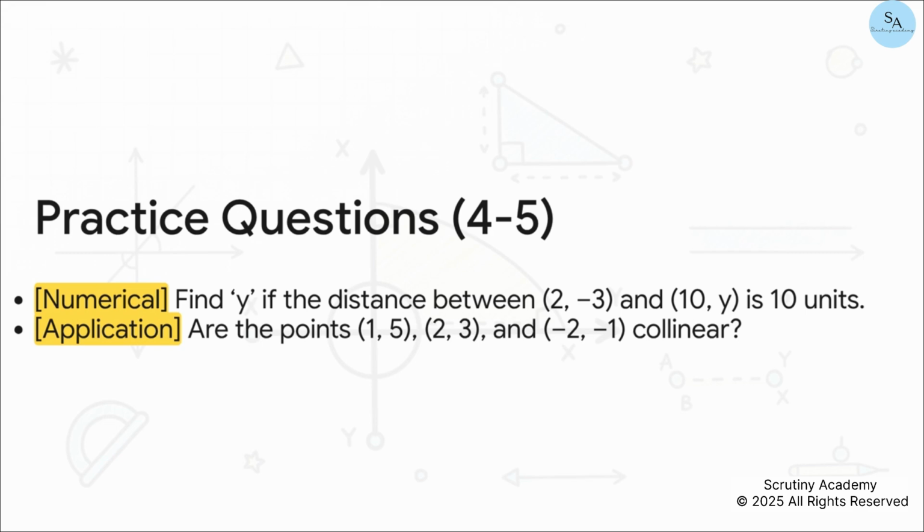Question 4 is a great one. It makes you work backward. You have the answer for the distance, and you have to find a missing coordinate. You'll need to solve for y. And number 5 is a classic. Are 3 points collinear? Meaning, do they all lie on one straight line?